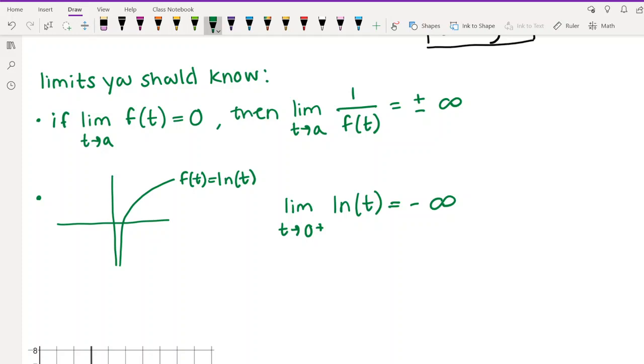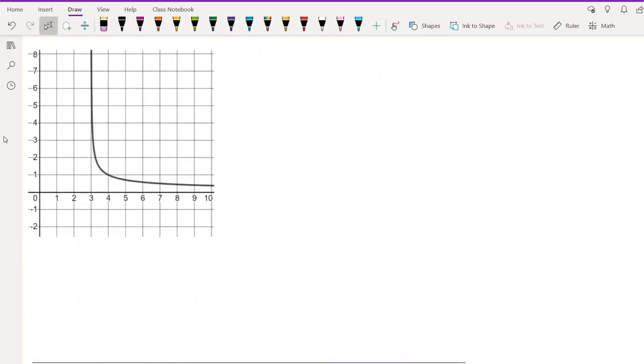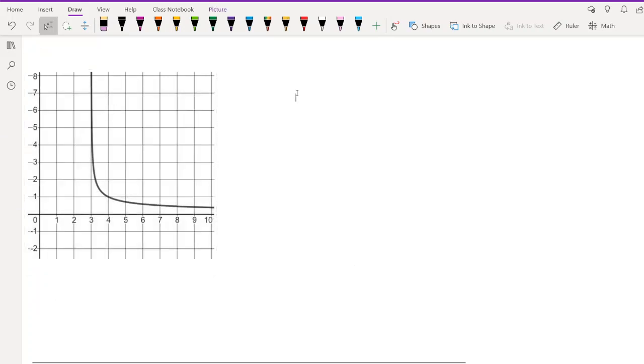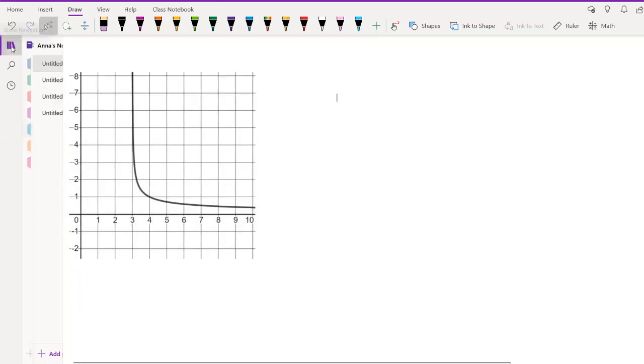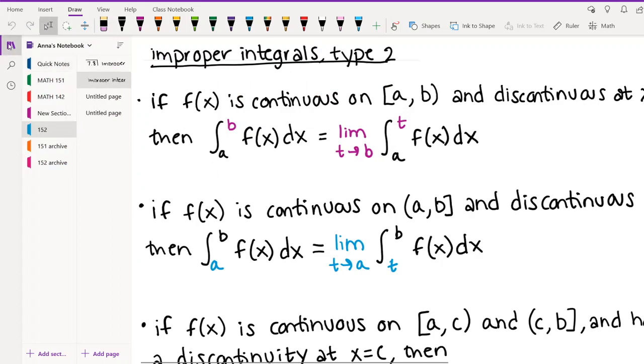There might be a couple others, but I really think that these are the main two that you're going to want to be familiar with. And again, as soon as you get either positive or negative infinity, you just say it diverges. Okay, so before we look at this, let me just show you where I wrote down some general facts here.